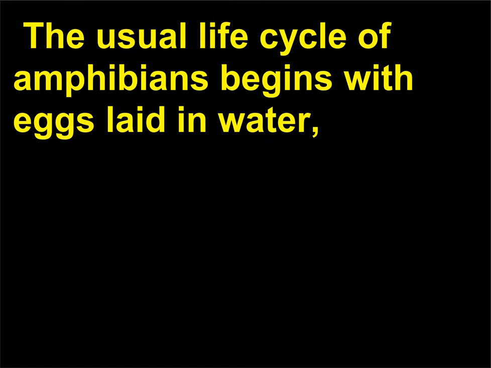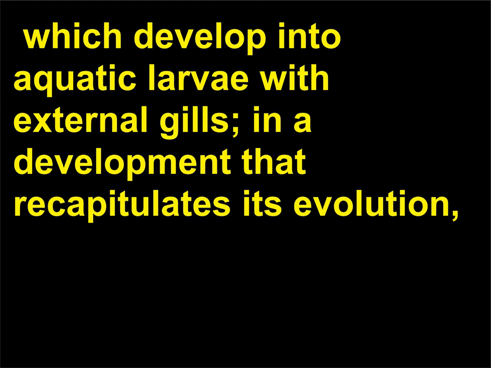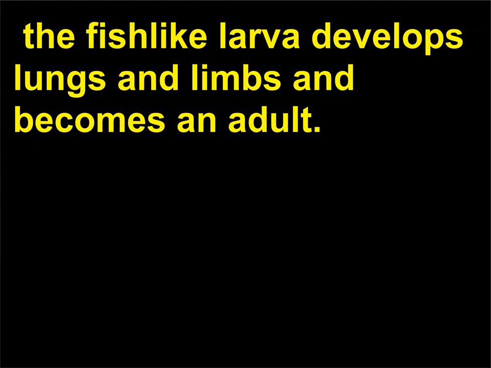The usual life cycle of amphibians begins with eggs laid in water, which develop into aquatic larvae with external gills, in a development that recapitulates its evolution. The fish-like larva develops lungs and limbs and becomes an adult.